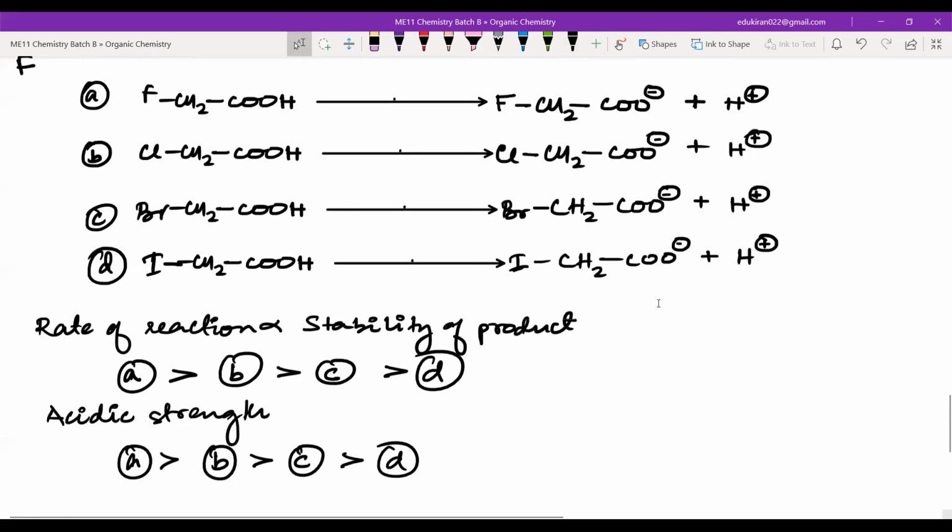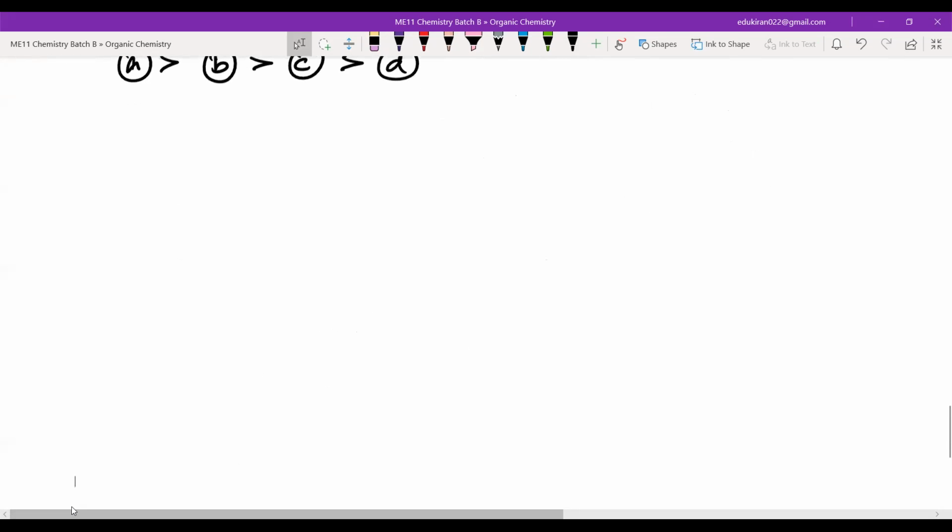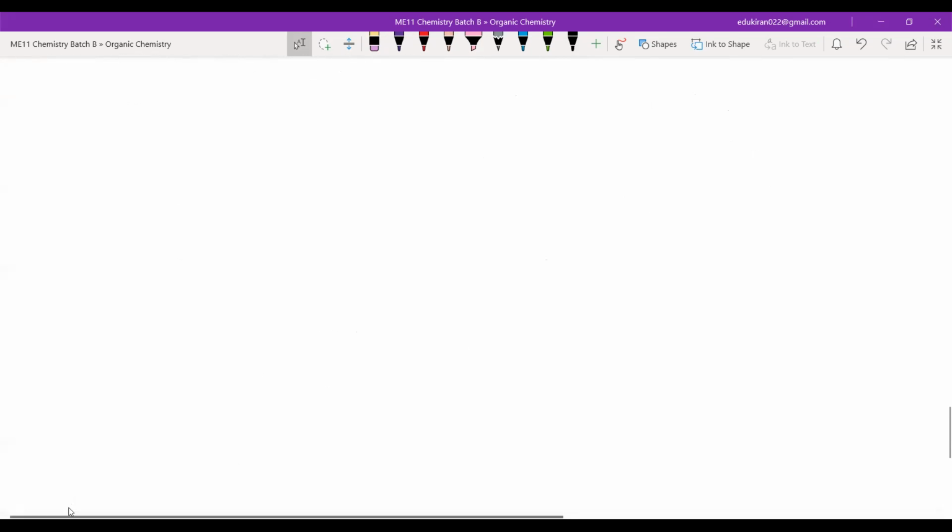So we can say that. Let us summarize about the minus I effect. Rather, let me first of all write the plus I effect, the electron donating effect, and then we can summarize about the inductive effect as it is. So please write plus I effect or plus I groups.